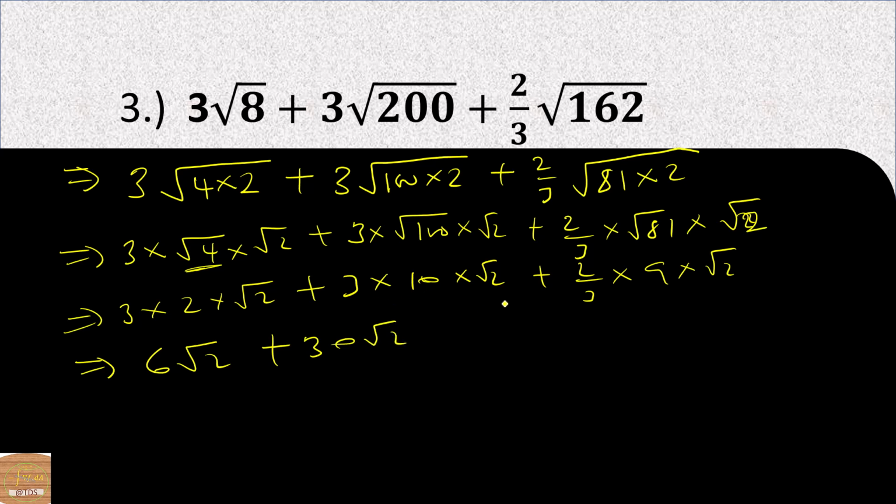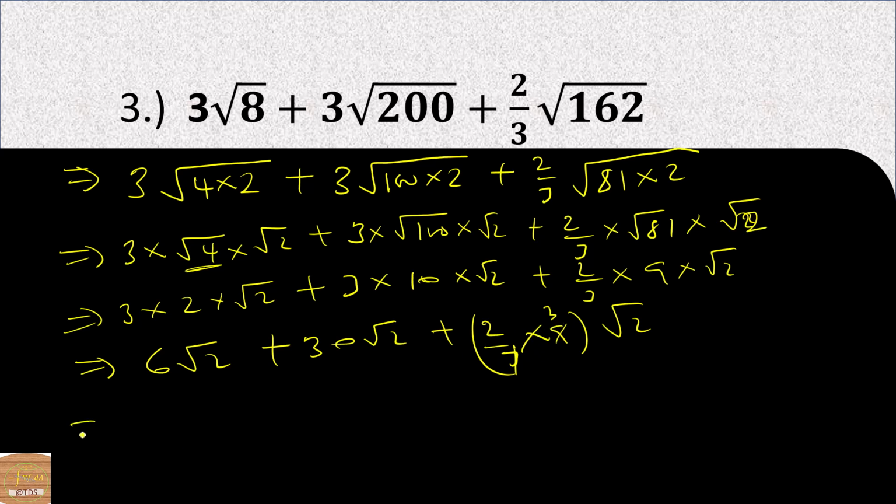Now let's look at this one. So we have 2 on 3 times 9. So 3 into 9 is 3, 3 times 3 is 9. So 3 times 2 is 6.